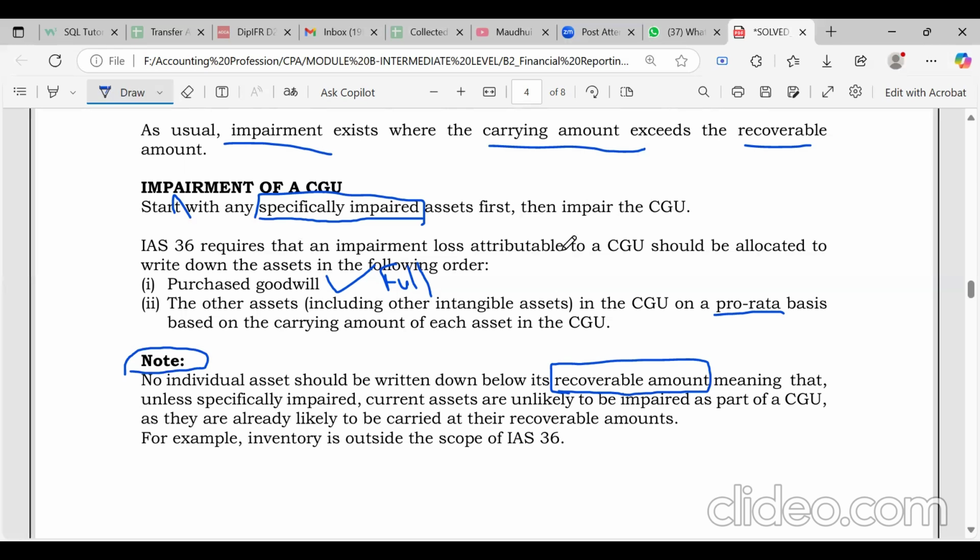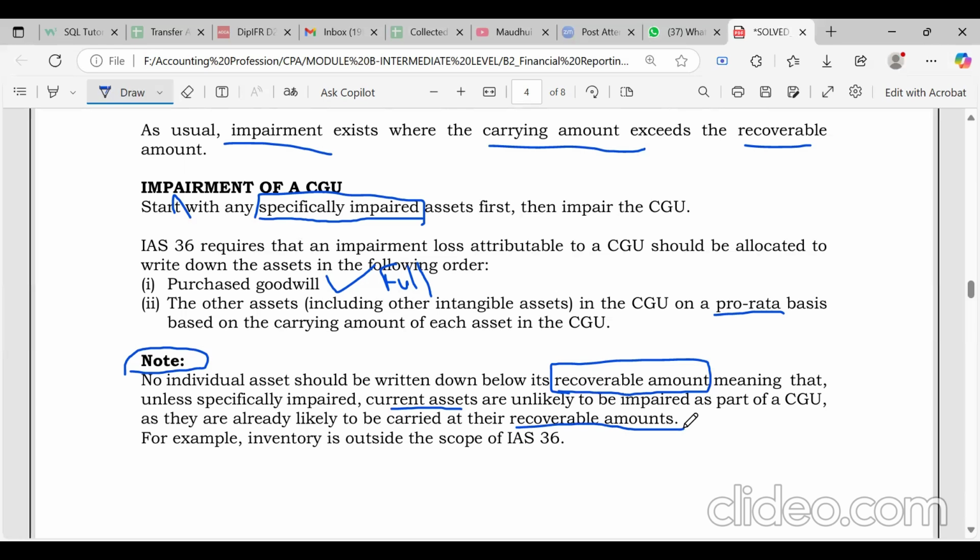And so to avoid writing it down below its recoverable amount: most current assets are usually stated at their recoverable amount, and that's why for current assets we usually take their value as already their recoverable amount. Unless specifically impaired, these current assets are unlikely to be impaired as part of a CGU, because most of the time they already reflect their recoverable amount. When you do this, you take their figure at the year end and put them there unless it's specifically stated otherwise.